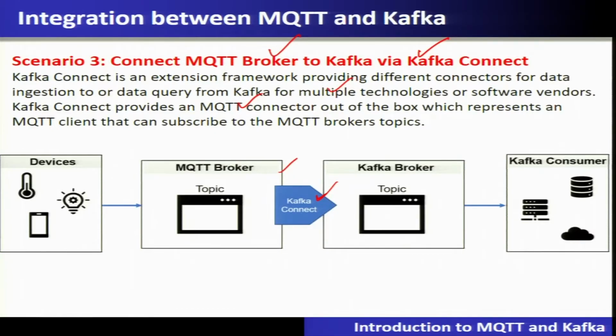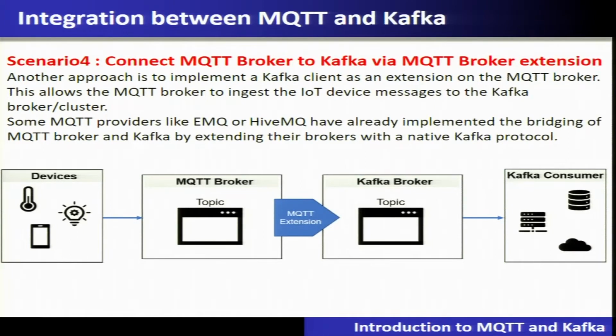The fourth scenario is to connect the MQTT broker to Kafka via an MQTT broker extension. This is another way of providing this kind of connectivity. Some MQTT providers like EMQ and HiveMQ have already implemented the bridging of the MQTT broker and Kafka by extending their brokers with the native Kafka protocols.